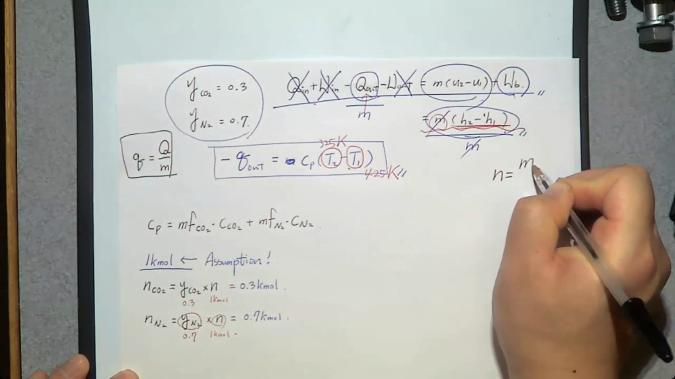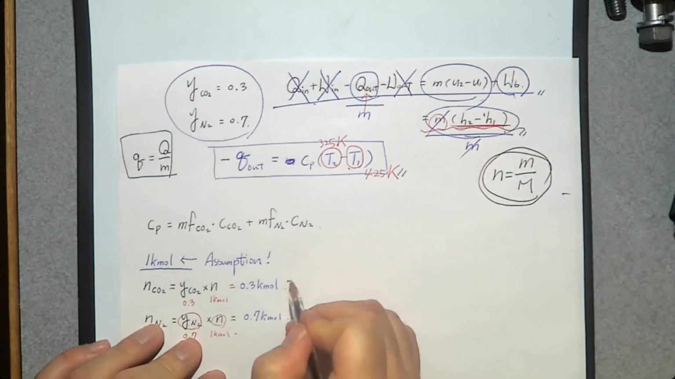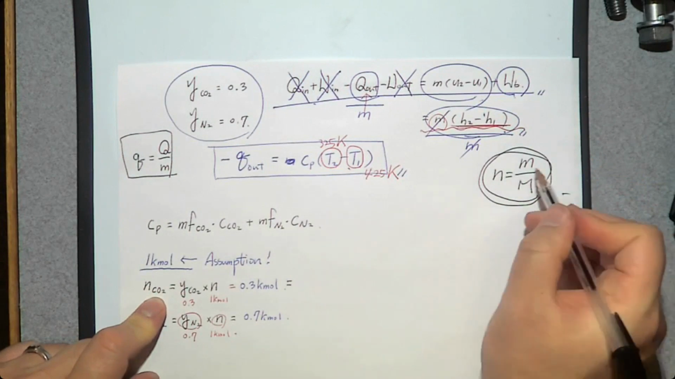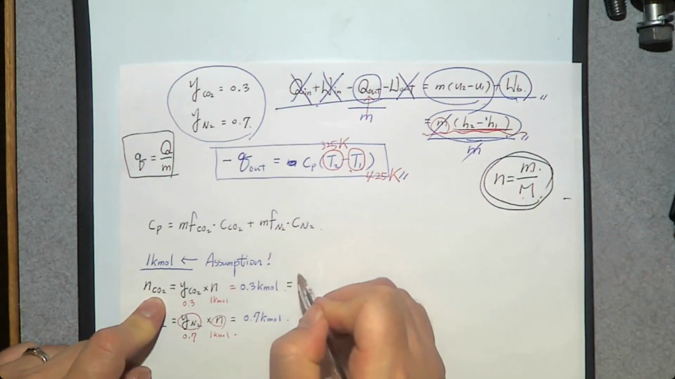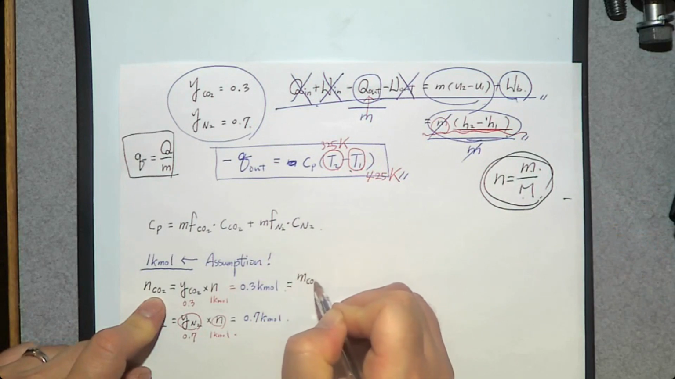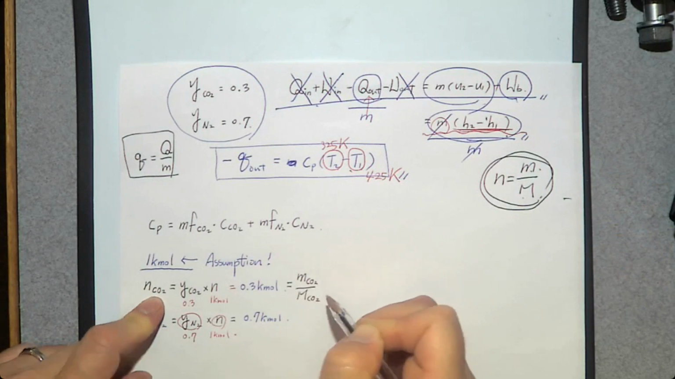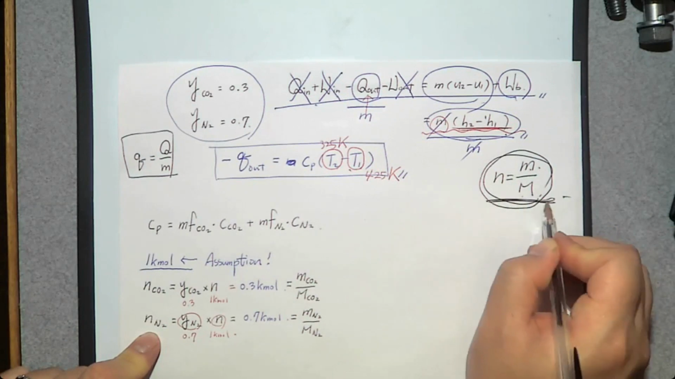N is N over M. So this one is what? N of carbon dioxide is going to be N of carbon dioxide over the molecular weight of carbon dioxide. Similarly, N of nitrogen is N of nitrogen divided by the molecular weight of nitrogen. So we are again using this equation.